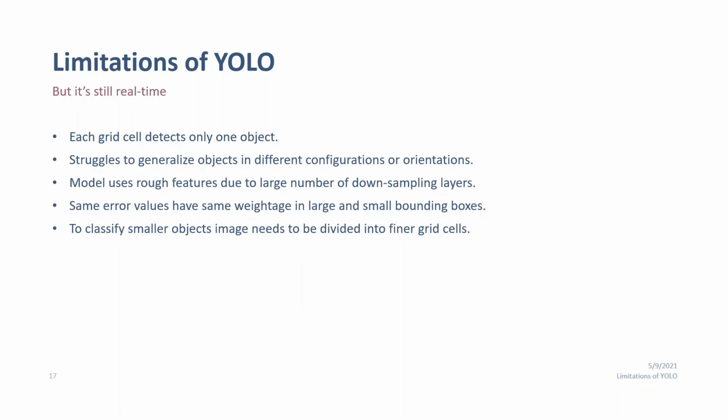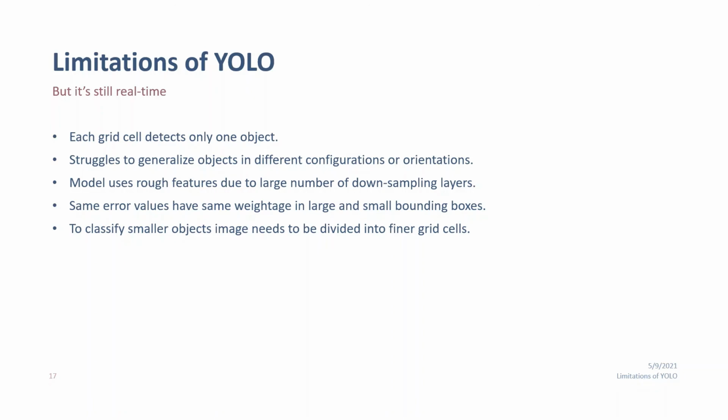Now some limitations of YOLO. As I have already said in the previous slide as well, each grid cell detects only one object. So if there are smaller objects and there might be 2 objects in the grid cell, then it cannot detect them. It can detect only one object. So that is one of the limitations of YOLO. It also struggles to generalize to objects in different configurations or orientations.